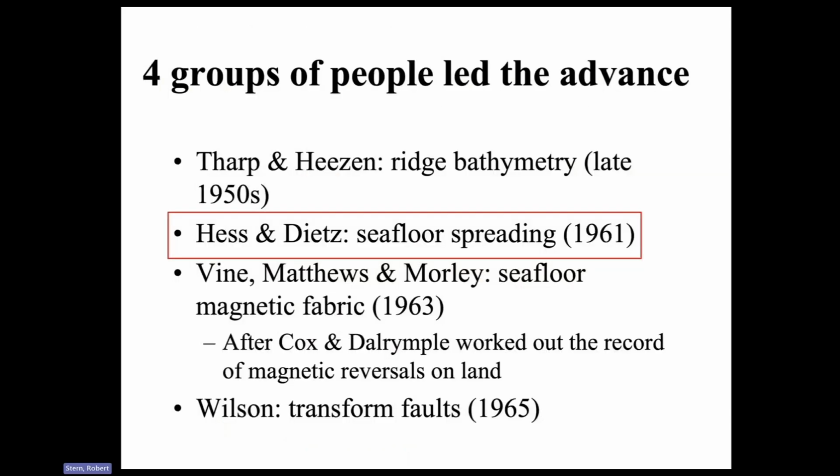Now, building on that, Hess and Dietz developed the idea of seafloor spreading in the early 1960s. All of these stories have interesting personality things. Like with Tharp and Heezen, it was a woman trying to be taken seriously by men. Hess and Dietz, they're both men, but one of them is treated like he didn't do anything, and the other one gets all the glory. And we'll talk more about Vine-Matthews-Morley, the lessons they tell us, in a second. But Hess and Dietz and seafloor spreading, that's an interesting story.